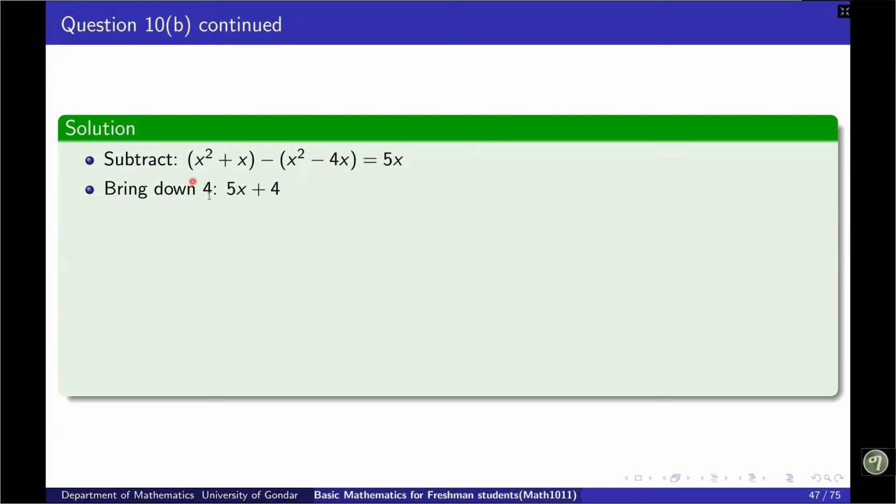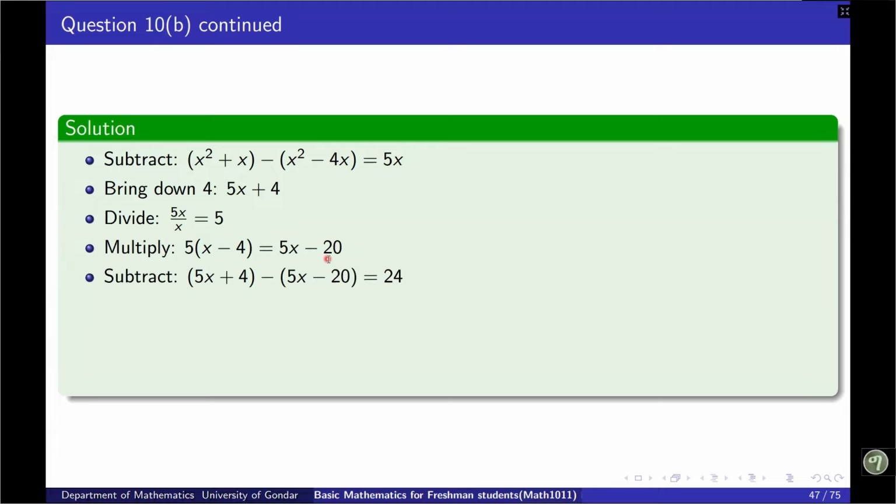Then bringing down 4, 5x plus 4 could be again divisible, because we have a linear denominator, so that it becomes 5. If we multiply the denominator by the quotient obtained at this step, we have 5x minus 20, and let's subtract this product from 5x plus 4. Then the difference is 24, which is exactly the remainder, which is constant.